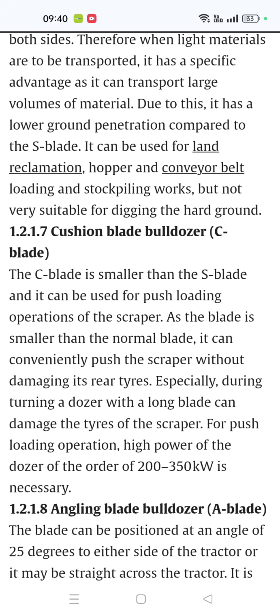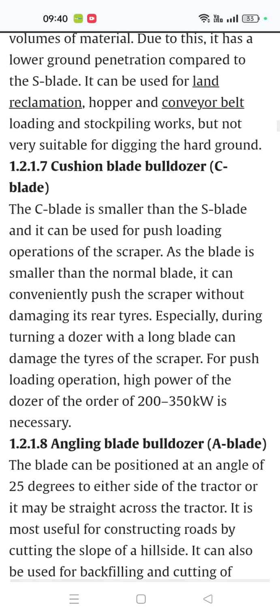1.2.1.7 Cushion blade bulldozer, C blade. The C blade is smaller than the S blade, and it can be used for push loading operation of the scraper, as the blade is smaller than the normal blade.